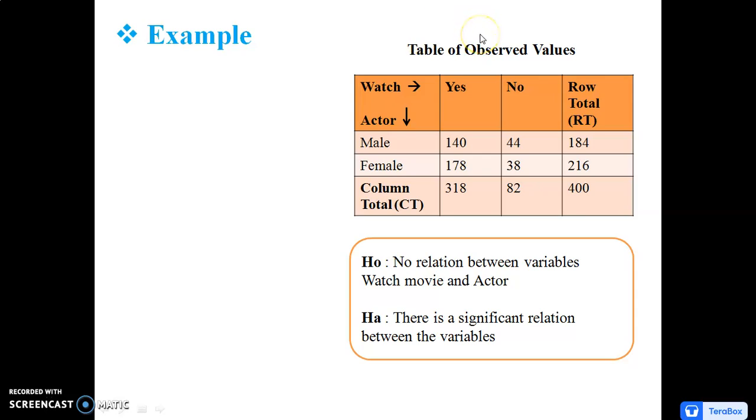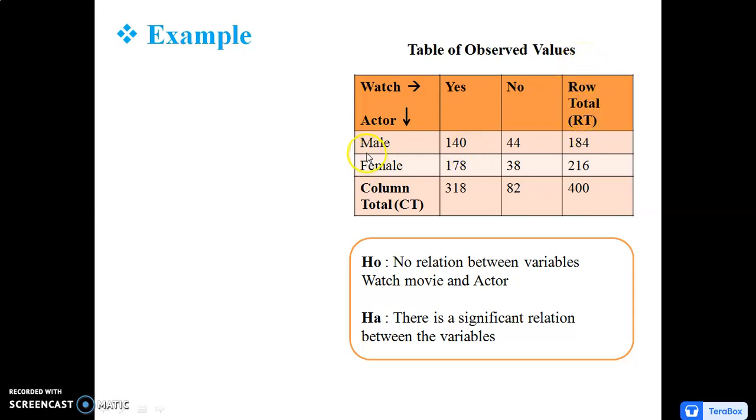This is the table of observed values. Here we have watch and actor, these two variables. Yes, no. If it is male, then the count of watching the movie is 140, not watching is 44. Female 178 and 38. Now what we have to do is simply add one row, that is the column total, and one column, that is the row total.